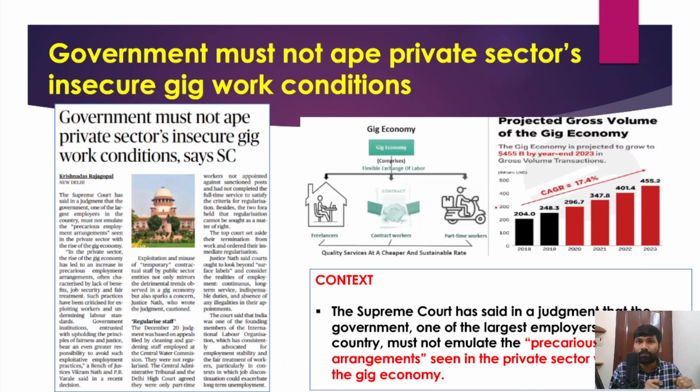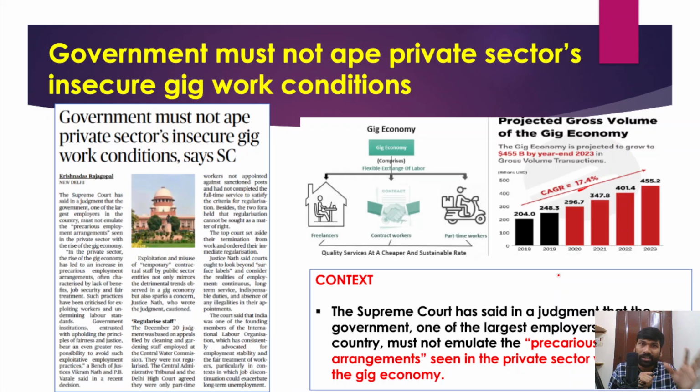But recently the Supreme Court has issued directions to the Union government that the government should not adopt or emulate the culture of gig workforce, where there is very often denial of social security benefits to the gig workers. And in this image, you could clearly see that there has been a rise in the gig economy, right? So it is growing at a rate of 7.4% per annum, right? So this is how the gig economy has been growing.